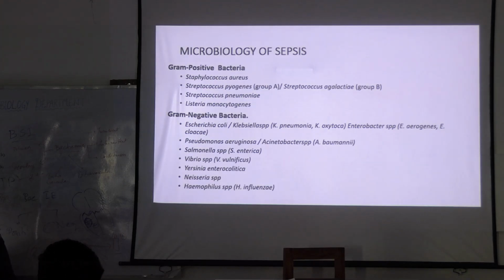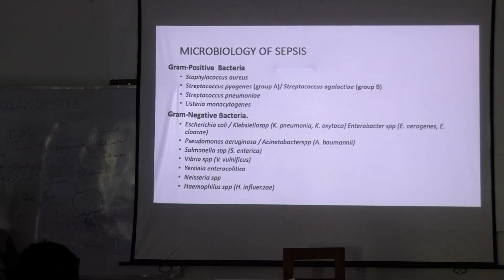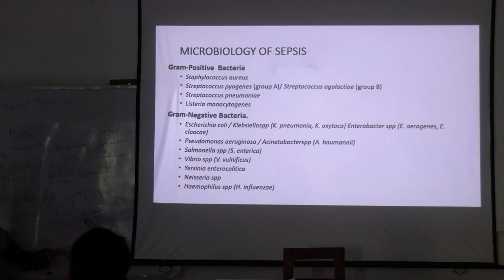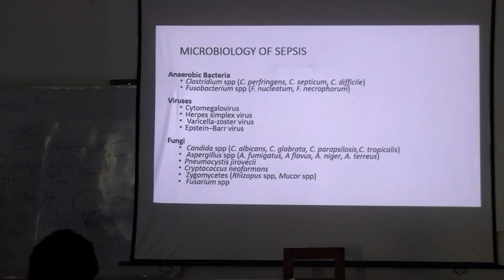Okay, these are the common organisms which cause sepsis. Look at the organisms: Staphylococci, Streptococci, E. coli, Pseudomonas, Klebsiella, these are the common organisms, okay? Apart from this, anaerobic bacteria, viruses, fungi, viruses like CMV, herpes, varicella, Epstein-Barr virus, fungi like Candida, Aspergillus, Pneumocystis, these can all cause sepsis.